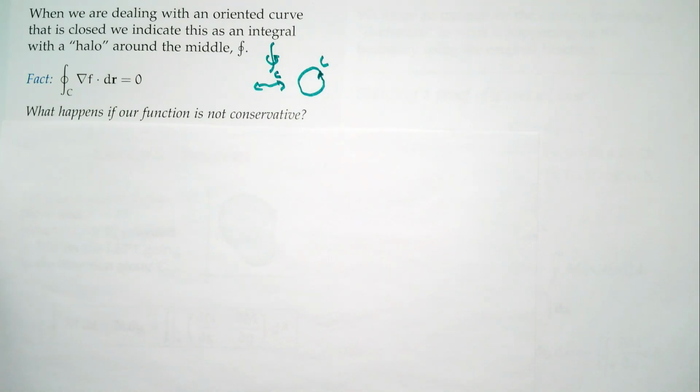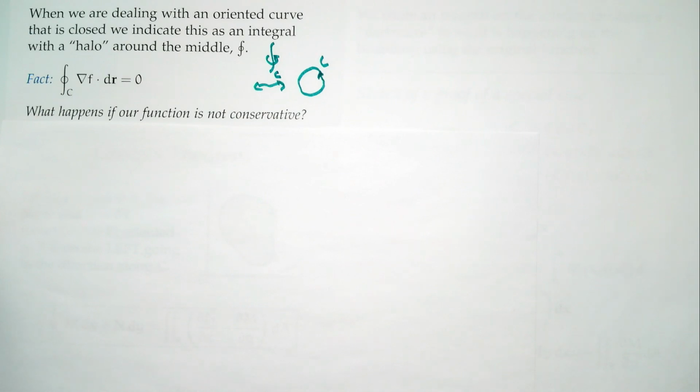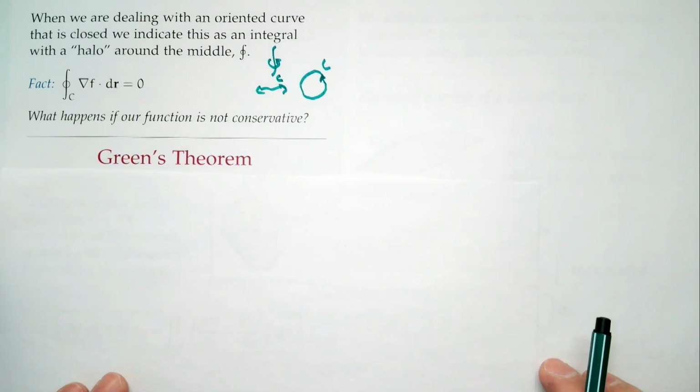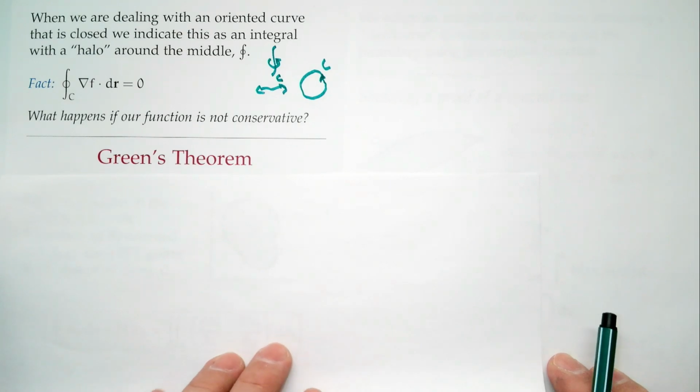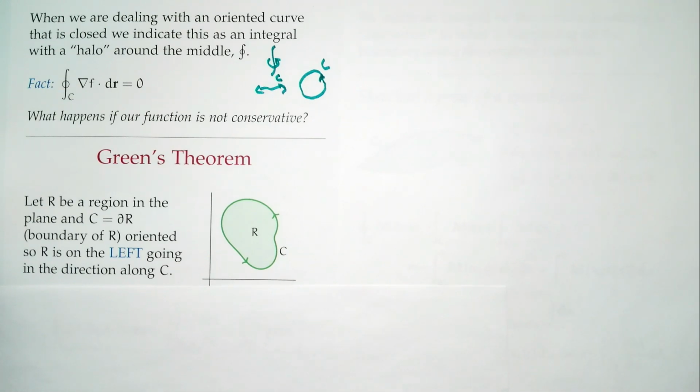Now, that's beautiful. But there's a question: what happens if we're not a conservative function? Can we say anything? And the answer is yes. Yes, we can. This is called Green's theorem. And what is Green's theorem about? Well, before we state the theorem, let's talk about the setup. We have a closed curve C. Now, if I have a closed curve C, I have a region that is contained by C. So, a region which is bounded by C.